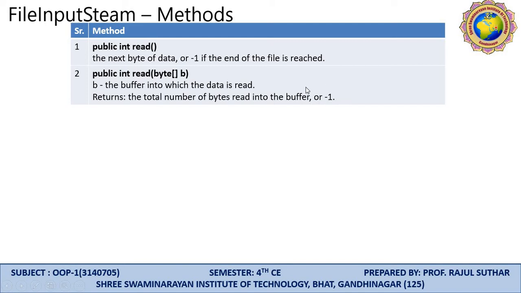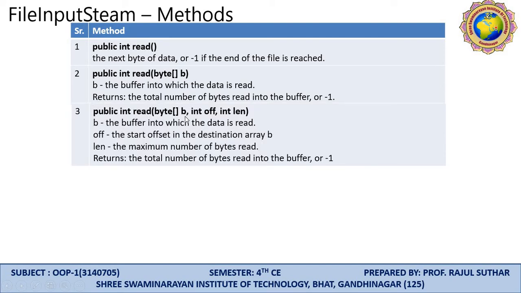Two types of output will occur if the public method public int read(byte[]) is followed. Public int read(byte[] b, int off, int len): b is nothing but the buffer into which data is read, off is the starting offset in the destination array b, and len is the maximum number of bytes to read. For example, we are using hello, which covers 5 characters. So this is the length, the maximum number of bytes read.